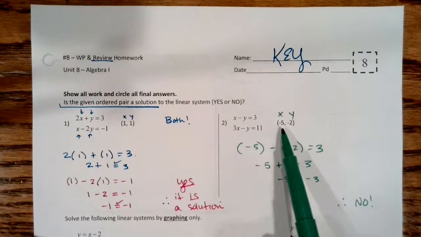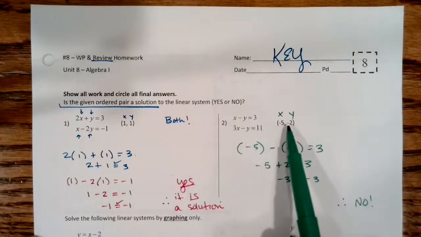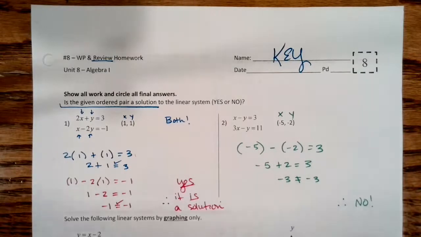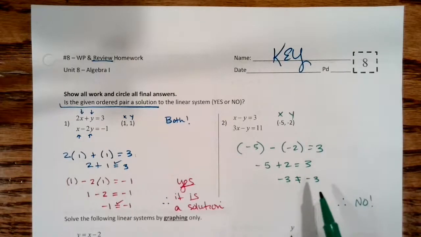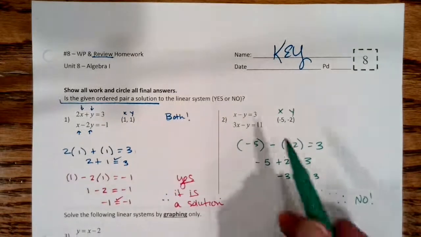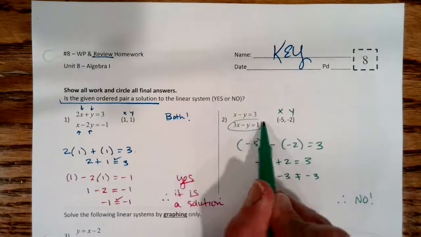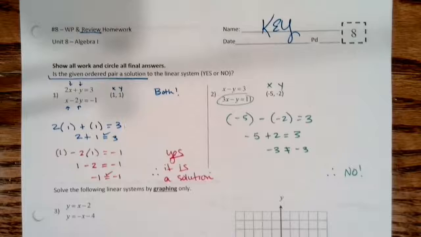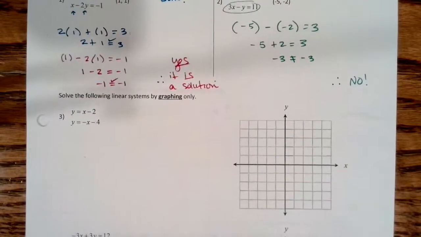If you put a negative 5 in for x and a negative 2 in for y, be careful about these negatives. You don't want to get tangled up in them. If you are subtracting a negative, that's the same as adding a positive. So negative 3 is definitely not equal to 3. It's not even worth me trying the second one. Once it's not a solution in the first, it's not a solution in the second, and you can save your time. Alright, so let's look at these graphs that we're looking at.